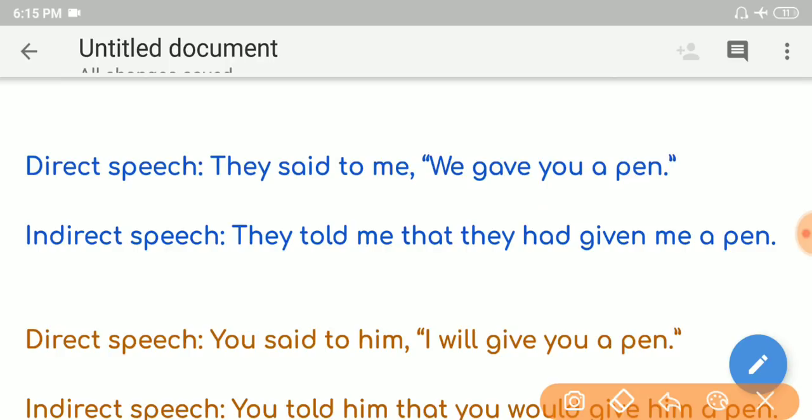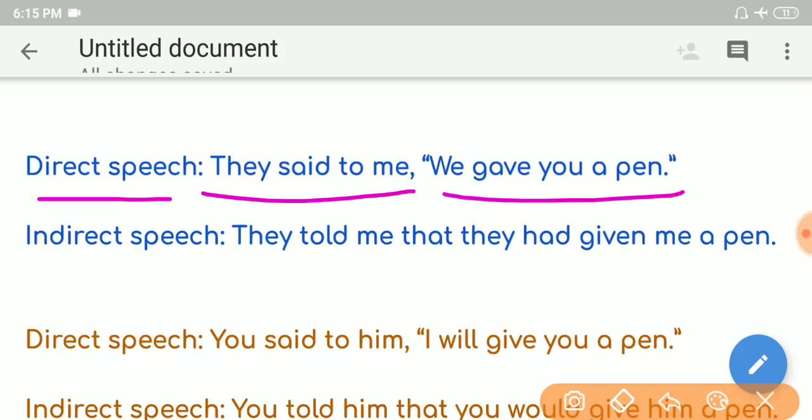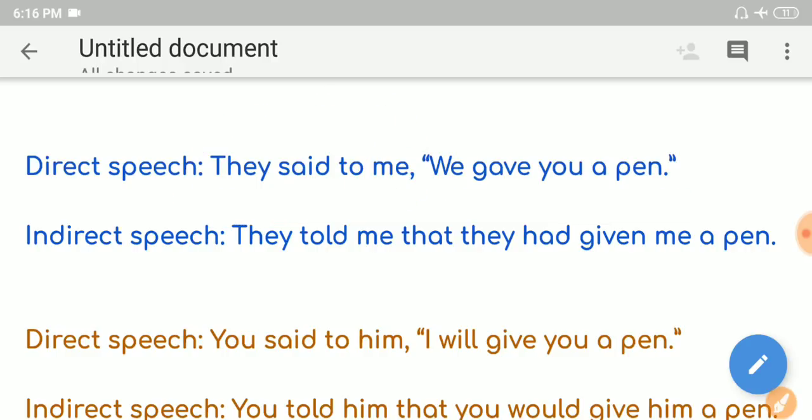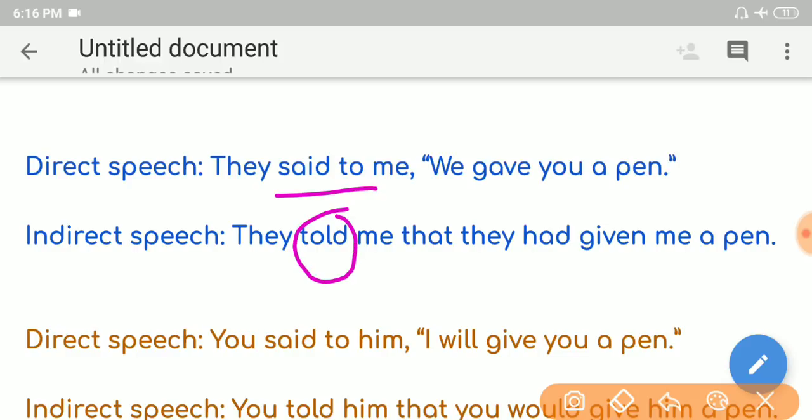Direct speech: They said to me, we gave you a pen. See, I changed pronouns here also. Subject is they, third person plural, object is me, first person objective singular, my dear friends. So let us see again what we need to change here. Said to changes into told because of assertive actual words. Actual words are in an assertive sentence, that's why.